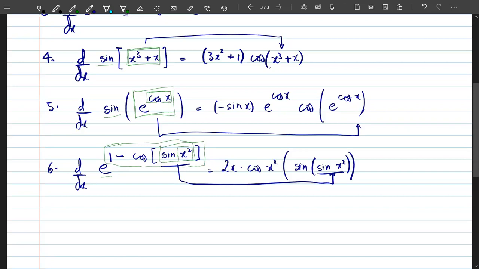Cos has become sine on differentiation. Nothing happens to this inside argument. Okay, then finally, e to the power of another box differentiated gives e to the power of that same box.